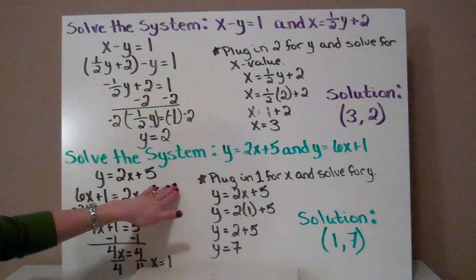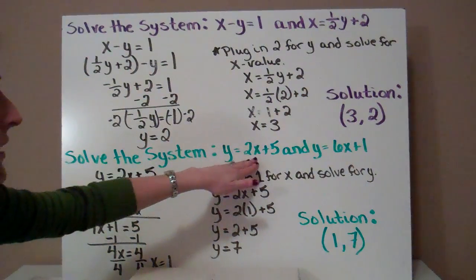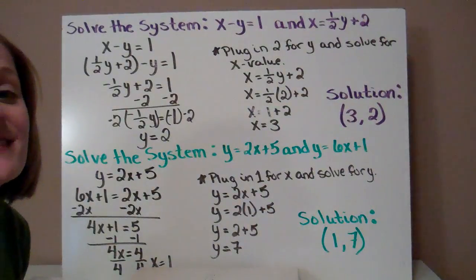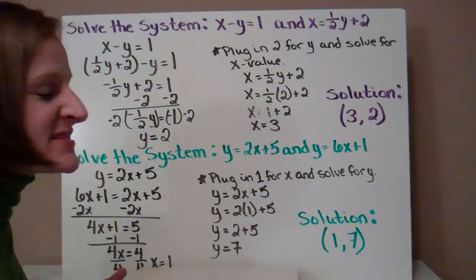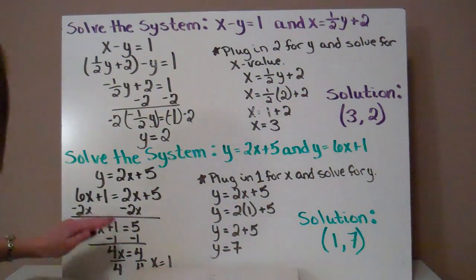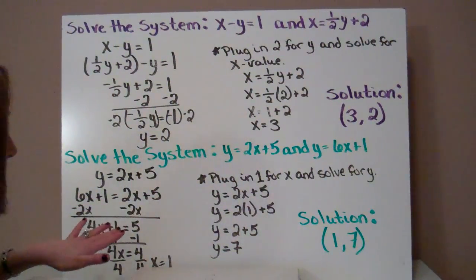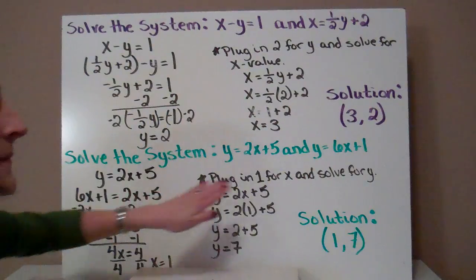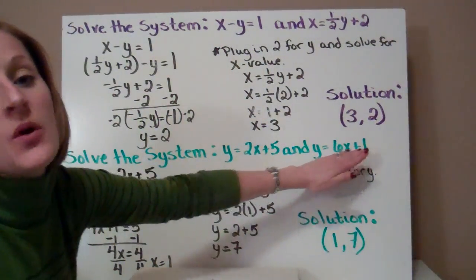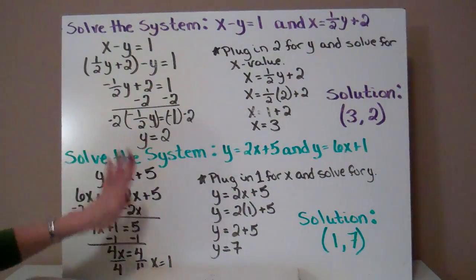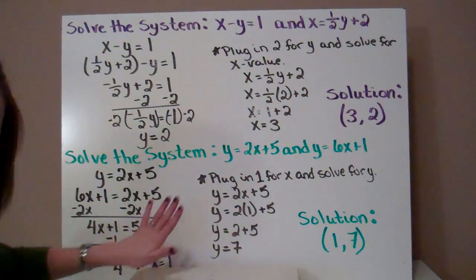Alright, this second system that I'm solving is y equals 2x plus 5 and y equals 6x plus 1. Since they're both a y equals, you basically set them equal to each other. So I get 6x plus 1 equals 2x plus 5. Because what I've done is taken the first equation, plugged in 6x plus 1 for y, and basically set them equal to each other.